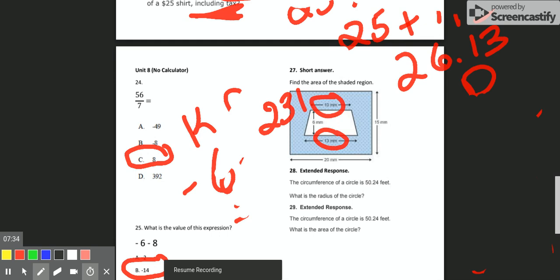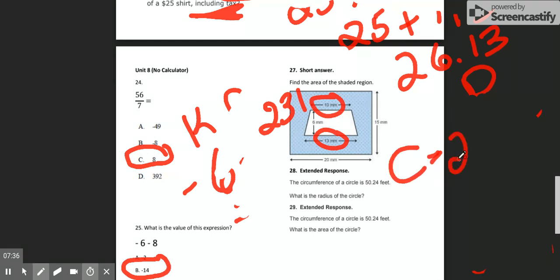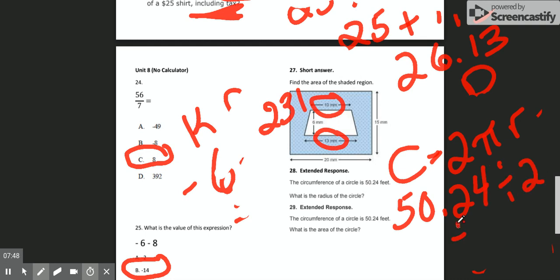All right, number 28, the circumference. So 2 pi r, it tells you is 50.24, so we have to work backwards. We take the answer and divide it by 2, and then divide it by 3.14. So 50.24 divided by 2 divided by 3.14 gives me 8. So that's the radius.